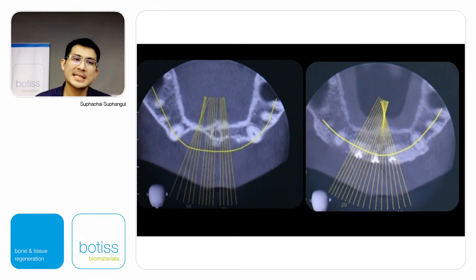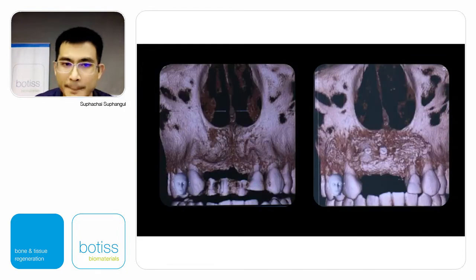After this case, it's nine months. The patient comes back, and I run the cone beam CT again. You can see the defect before and after. In the after, we can see the gap filled and we have regenerated the bone all around that defect. That's the 3D picture before and after.